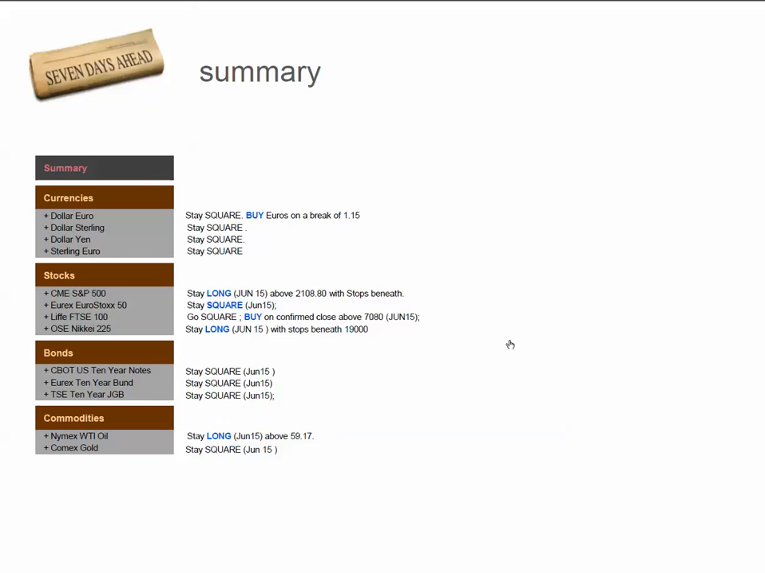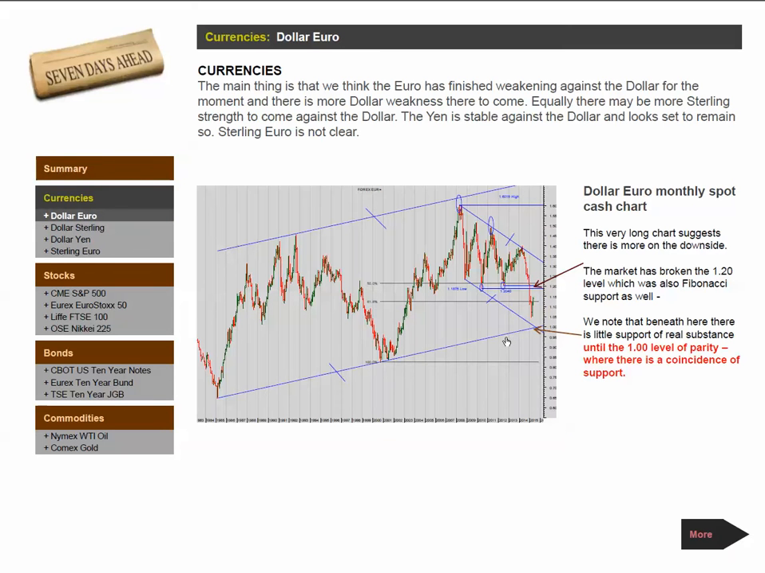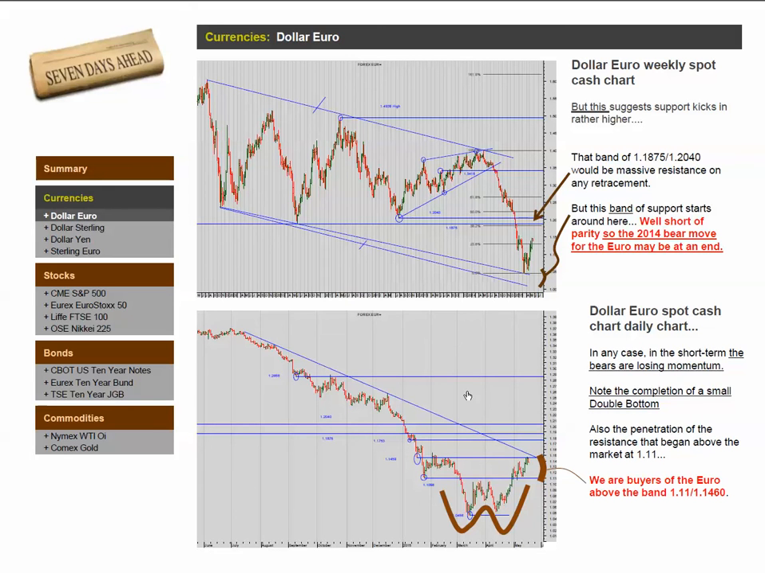If we move on and look inside, the four segments of currencies, stocks, bonds, and commodities: each segment starts with a summary of what we think about the constituents of that category, and then goes into the individuals, starting with a monthly analysis, a weekly, and then a daily in each case.